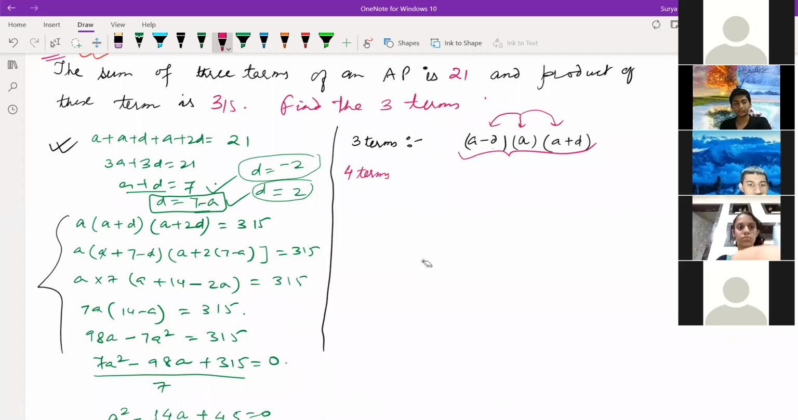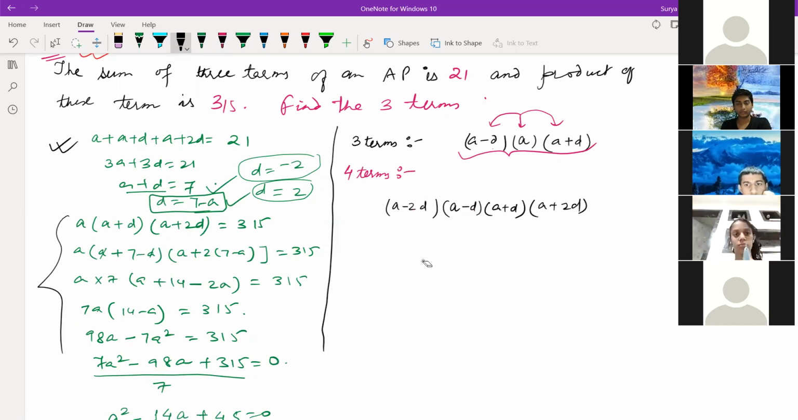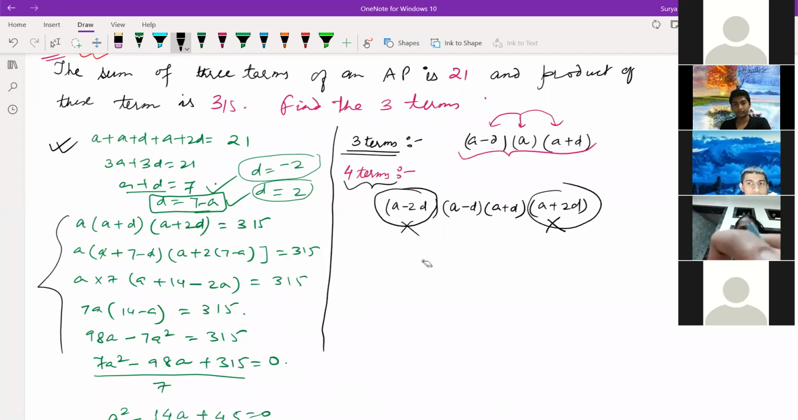If the 4th term is asked, what to do for the 4th term? Anyone can tell me? It will not start from a. You should start from a minus d and a plus d only, correct? And the next terms? A minus 2d and a plus 2d? But in the middle a must be there, right? No, a should not come. If 4 terms are there, how can a be the middle term? If it is odd numbers, then only a will come in the middle. So this part is wrong.